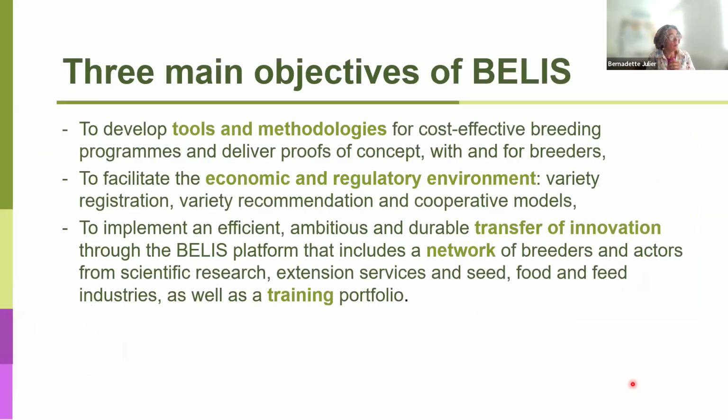Right. So the 3 main objectives of BELIS are first to develop tools and methodologies for cost-effective breeding programs, and also to deliver proofs of concept with and for breeders. We want to facilitate the economy and regulatory environment, so for variety registration, variety recommendation, and cooperative models. And we also want to implement an efficient, ambitious, and durable transfer of innovation through the BELIS platform that includes a network of breeders and all actors from scientific research, extension services, seed, food, and feed industries, as well as a training portfolio.